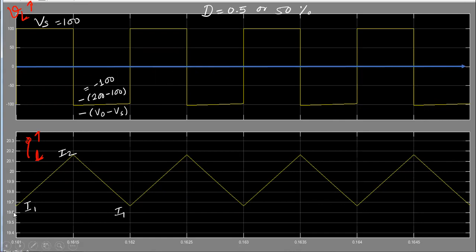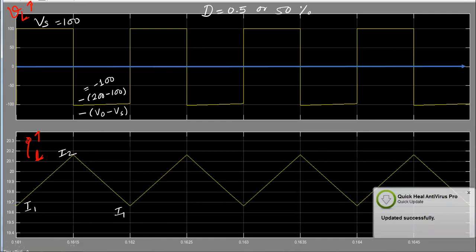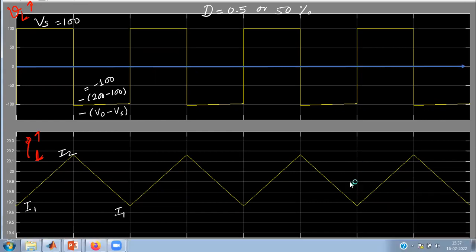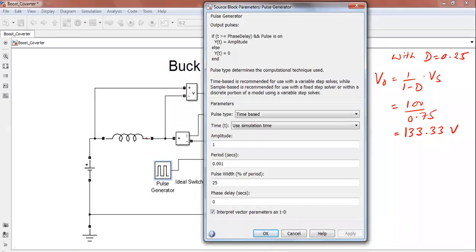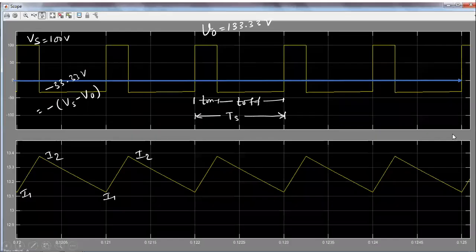Right? And you can see stabilized inductor current in steady state, there is continuous conduction, between the two limits I1 and I2. Okay. So this is how the theoretical waveforms are verified in the simulation. Now let's change the D value to say 25% or 0.25. So with this, the expected output is 133.33 volts, and the simulation shows that the voltage across inductor follows the same. As it is only 25% time switch is on and remaining 75% time switch is off. So you are having Vs as 100 volt, and in the T off period it is minus 33. So whatever is expected theoretically, same is verified by simulation also, right?